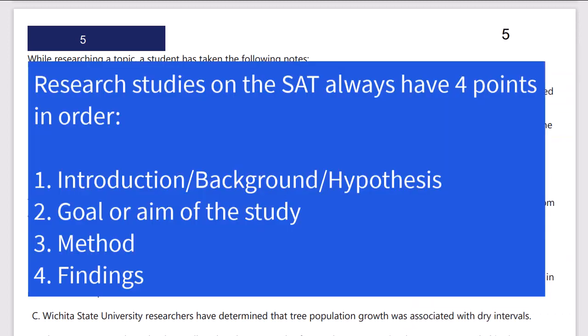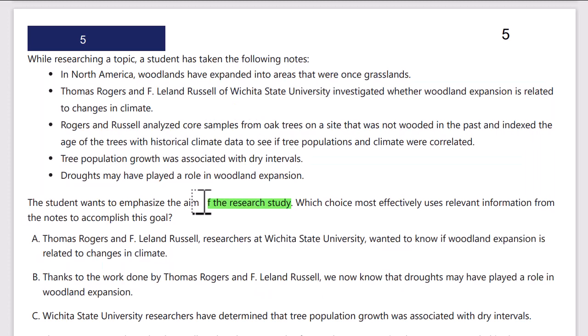It's going to indicate what the study is. It's going to indicate the aim or the goal of the study. Why are the researchers studying this? What do they hope to get out of it? It's going to show some methodology or method of the research study. Was it statistical analysis or use of a computer? What exactly was the method of study? And then you're going to get findings, some conclusion or results or findings of the study.